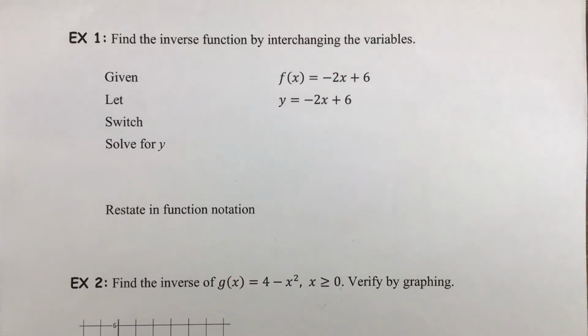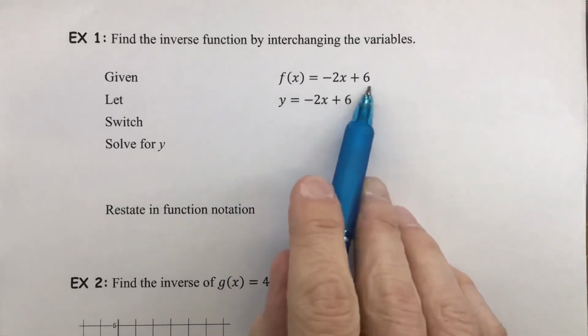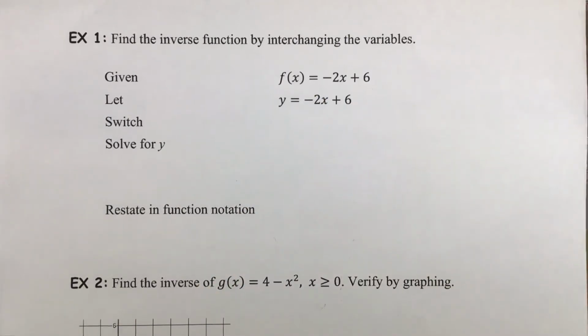Example 1. Find the inverse function by interchanging the variables. Okay, so this is an algebraic technique that you can use to take an original function, the same one we had at the very beginning, and algebraically write what would be the inverse function to that. Okay, so from the very beginning, my statement was that an inverse relationship or an inverse function interchanges the inputs and the outputs, which would be the x's and the y's.